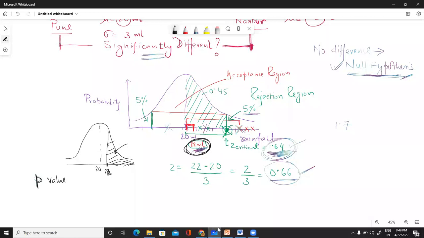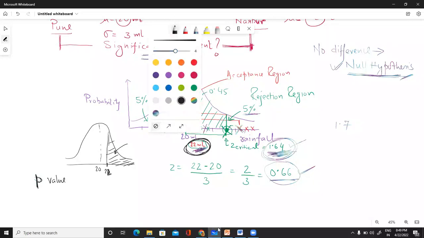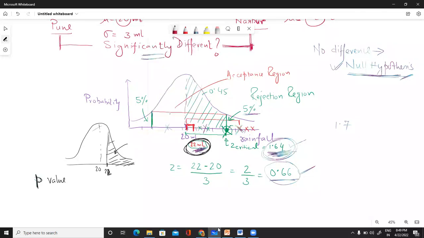What we have to do is find out the area as we did in the normal distribution in one of the last cases. We will find out this whole area and subtract it from 1. 1 minus this whole area will give us the p-value of 22. So is the p-value understood?